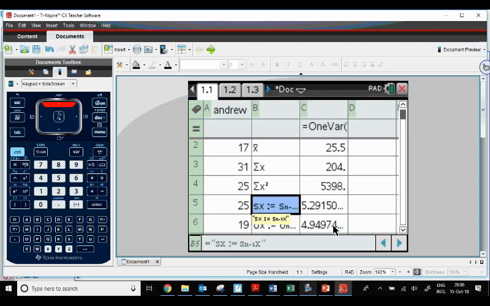This is the big one. These two are the 2 different standard deviation values. The first one is for a sample. We're not going to use that in IB. We're going to use the second one, the one labeled with a lowercase sigma. So Andrew's standard deviation is about 4.95.